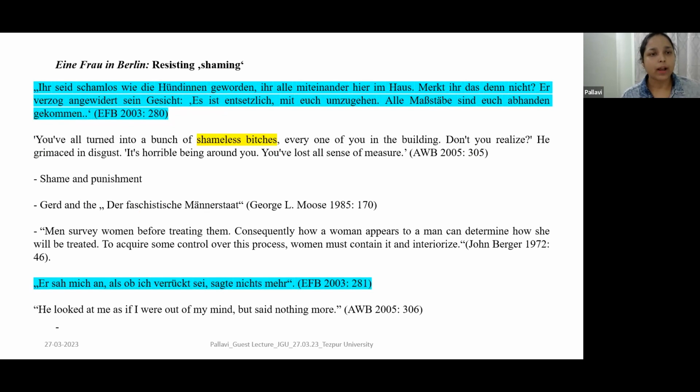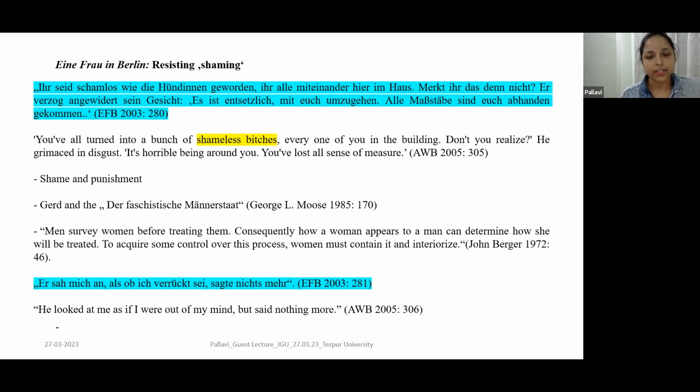So now I come to the point where I want to discuss how she resists the process of shaming. This is one quote, the first one: "You all have turned into a bunch of shameless bitches. Every one of you in the building, don't you realize?" This is the statement given by the character Gerd, who appears towards the end in the diary, and he is somebody who returns from the front war zone to home, where he sees these women having friendship with the so-called enemy, the so-called Red Army.